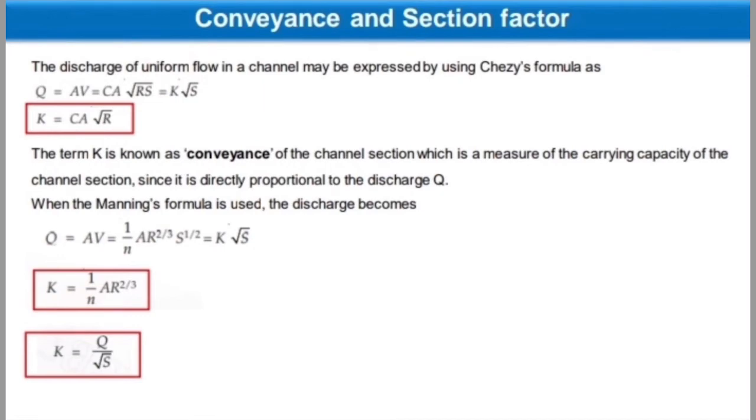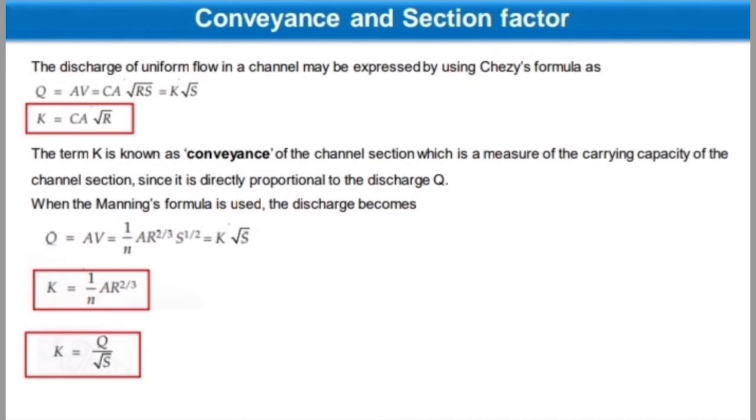The next topic is conveyance and section factor. The discharge of uniform flow in a channel may be expressed by using Chezy's formula as Q equal to AV, that is equal to area into C into root R S naught. Here C into A into root R is known as conveyance, which is denoted by the letter K. Conveyance is a measure of carrying capacity of the channel section.